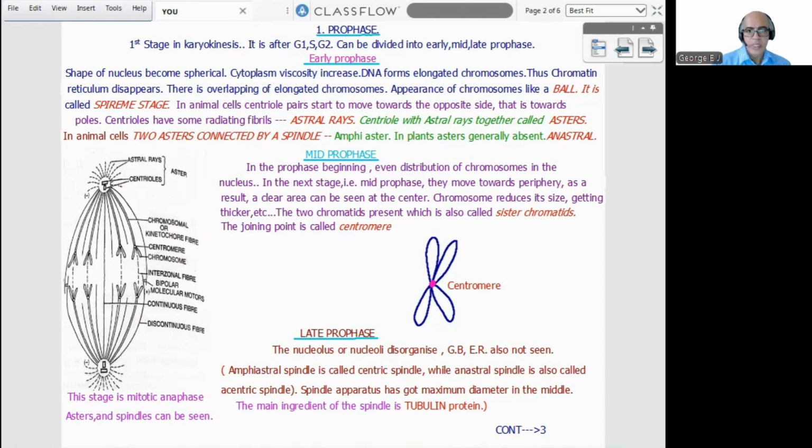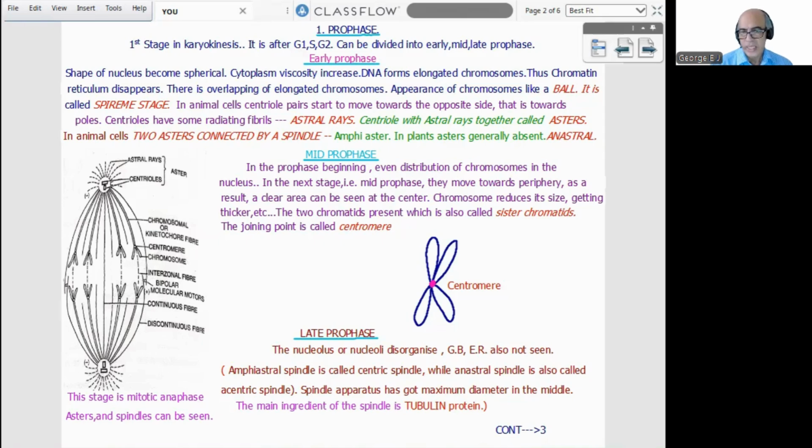In animal cells, centriole pairs start to move towards opposite sides. Higher plants have no centriole. So in animal cells, centriole pairs start to move from the center towards the poles. Centrioles have some radiating fibers or fibrils, which are called astral rays. Centriole with the astral rays together is called an aster. You can find this diagram here. It is connected with anaphase, but all these items are marked in the previous NCERT diagram. Presently you cannot observe it, but everything we can observe here. That's why I put the diagram.